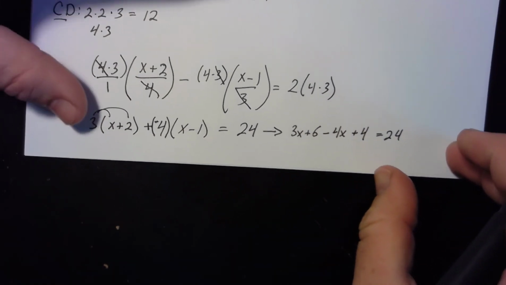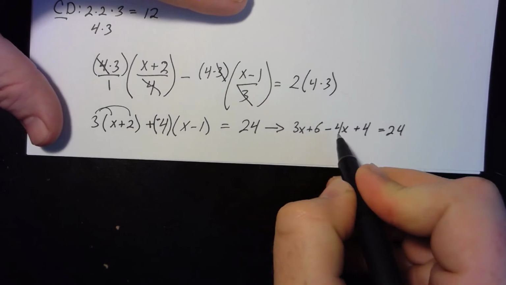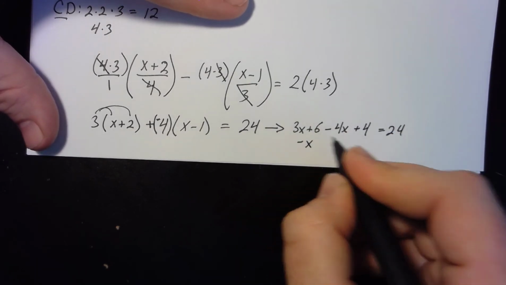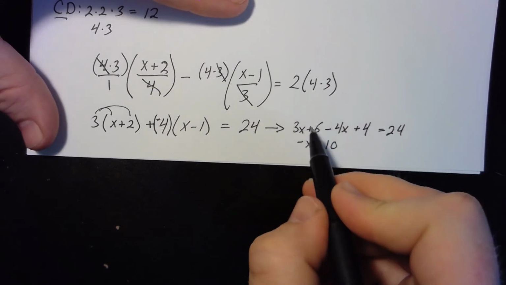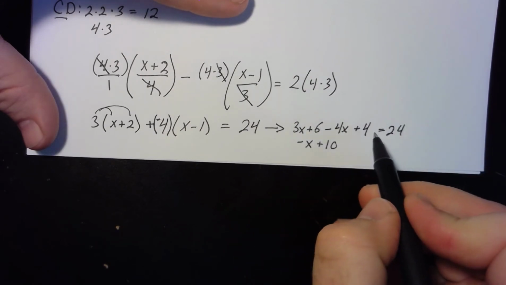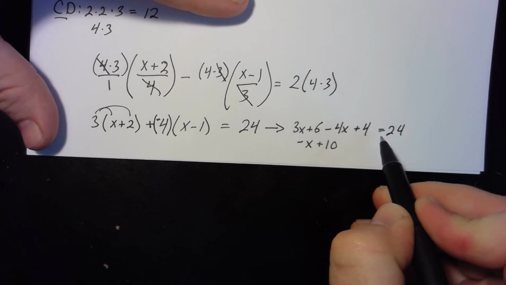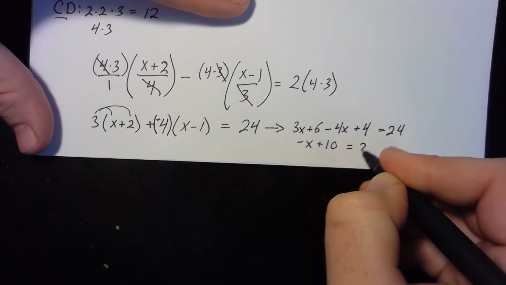And then I will simply go ahead and combine like terms, giving me 3x minus 4x is negative x. 6 plus 4 is 10. And the reason why I'm allowed to combine these terms and I don't have to subtract things over is because all these terms are on the same side of the equal sign. This is all equal to 24.